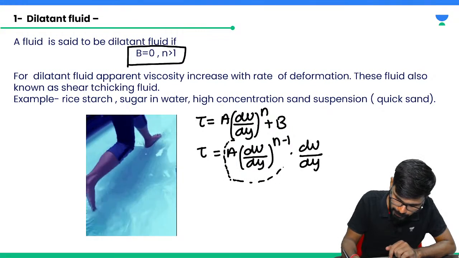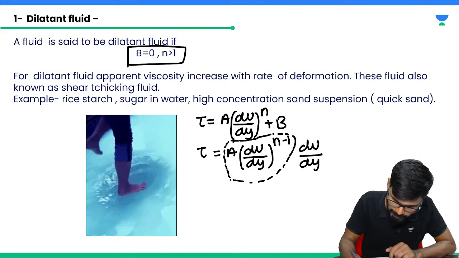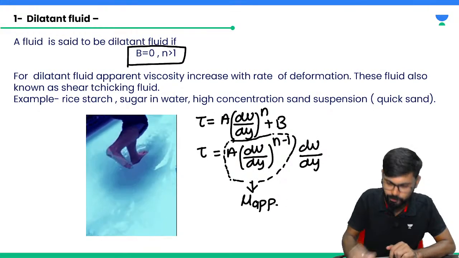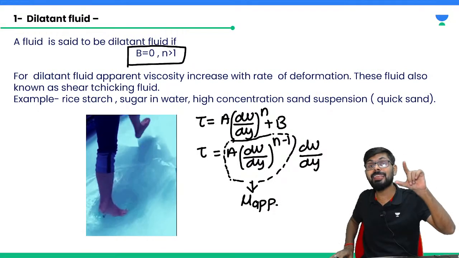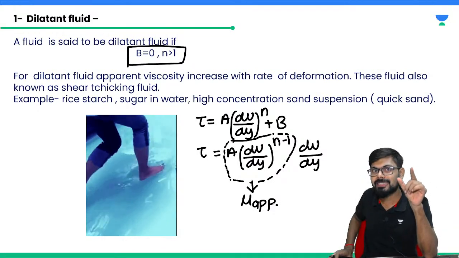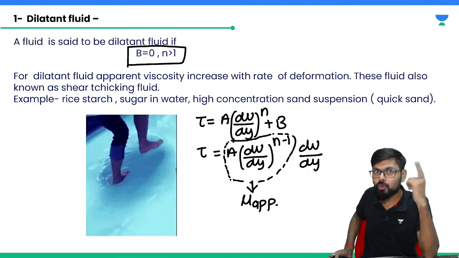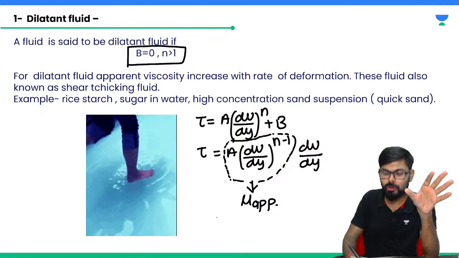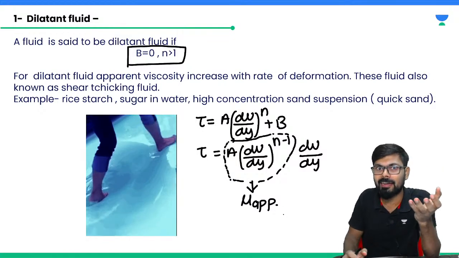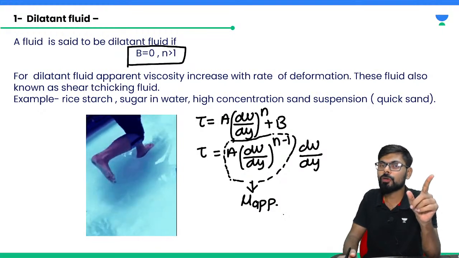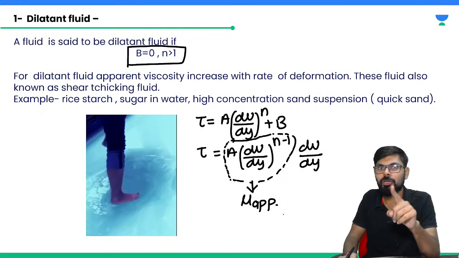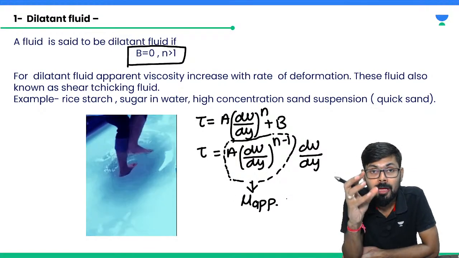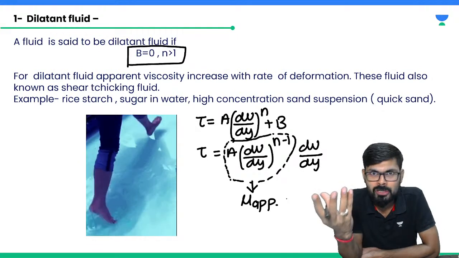So now this is basically known as mu apparent. Please listen carefully. This equation is similar to the Newtonian fluid equation, that tau is equal to mu du by dy. But here mu is mu apparent. In case of Newtonian fluid, mu did not depend upon du by dy, but here you can see that mu apparent depends upon du by dy.